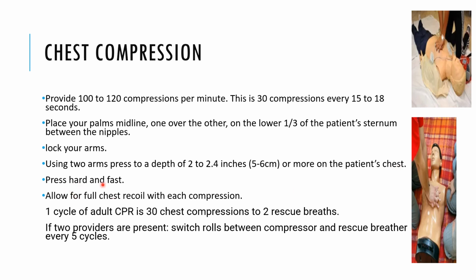Press hard and fast. You can see in this picture. Allow for full chest recoil with each compression. One cycle of adult CPR is 30 chest compressions to 2 rescue breaths. If two providers are present, switch roles between compressor and rescue breather every 5 cycles.